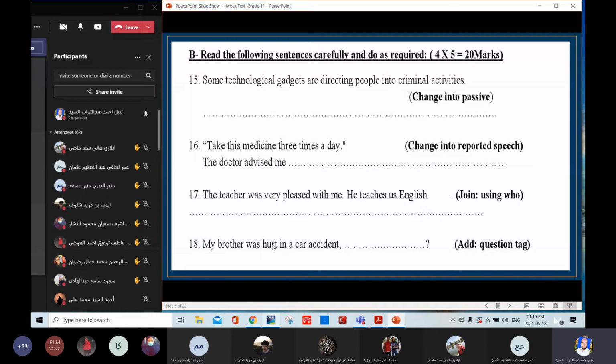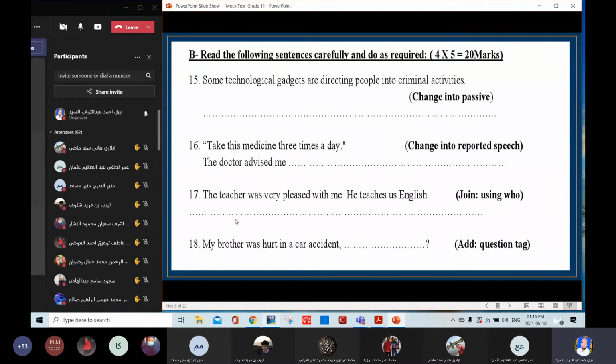And the last one, this is a statement. Complete the statement with a question tag. How do you form the question tag? Is it positive? Use negative. Is it negative? Use positive, vice versa. Okay, let's see.